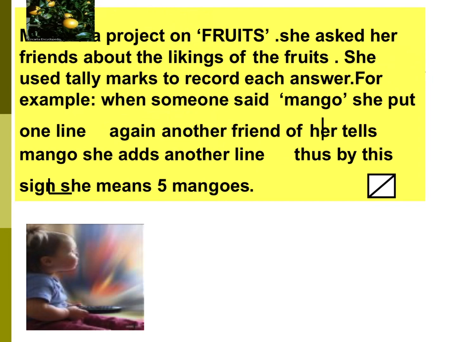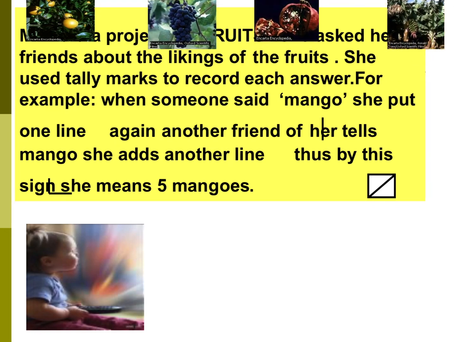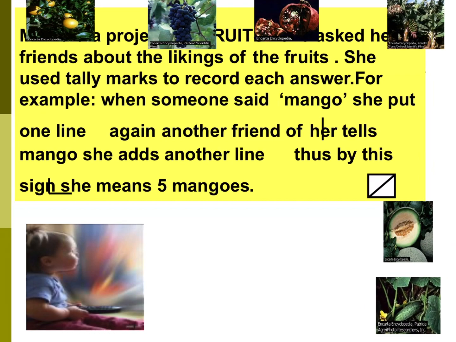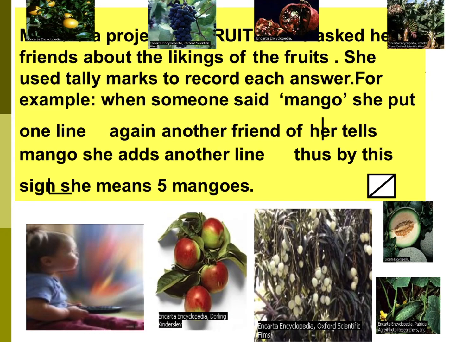Now for example, when someone said mango, she put one line like this as shown in the slide. Again, another friend of hers said mango, she adds another line, making a right angle, isn't it? Thus by this sign she means 5 mangoes, a complete square 1, 2, 3, 4 and diagonally one line, which means that there are 5 mangoes. Got it? That means 5 friends of Minnie have told that they like mangoes.